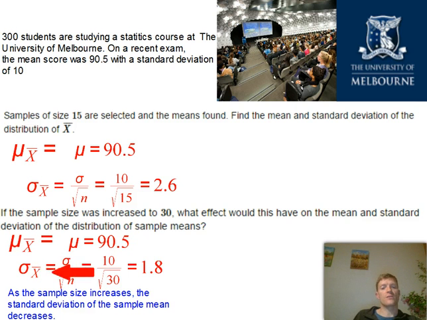However, look at the rule for the standard deviation of the sample means. It depends on n, the sample size. So if we increase n, so now the square root of 30, the standard deviation of the distribution of sample means is going to go down. It's going to decrease to 1.8. So that's an important relationship. They're inversely proportional. As the sample size increases, the standard deviation of the sample means decreases.